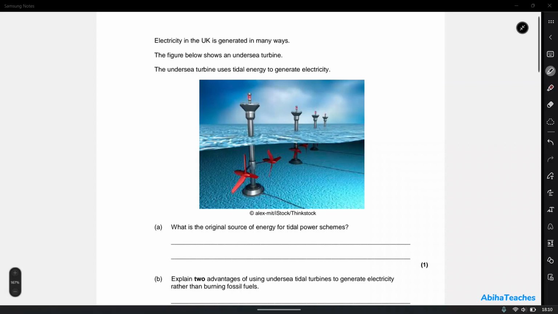Question 1. Electricity in the UK is generated in many ways. The figure below shows an undersea turbine. The undersea turbine uses tidal energy to generate electricity.